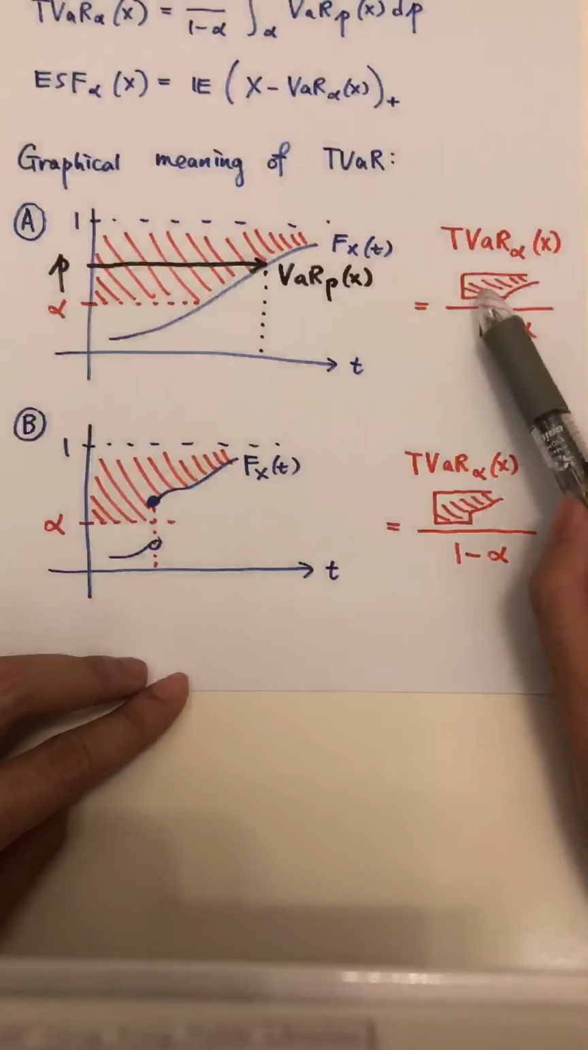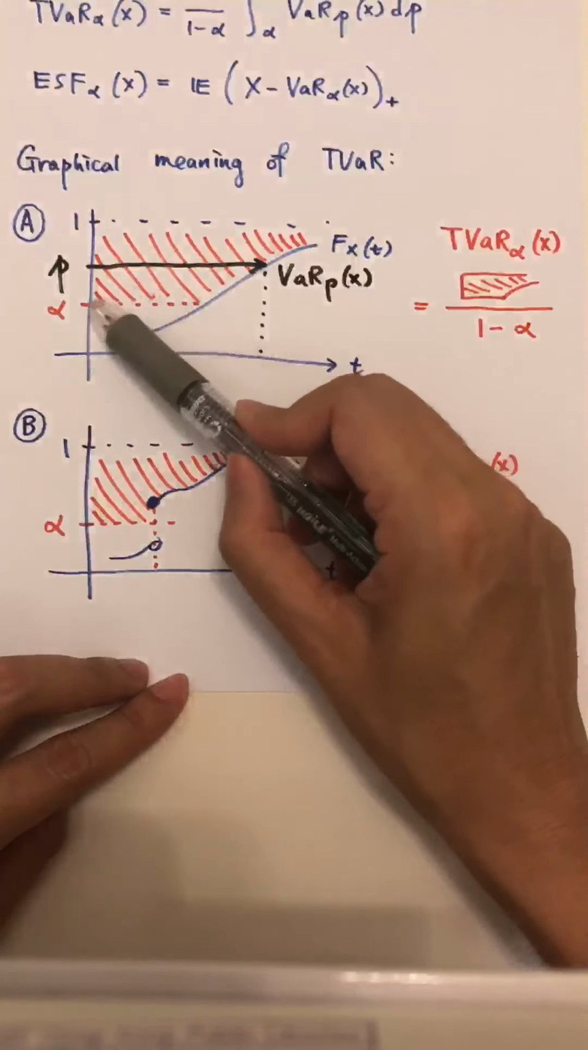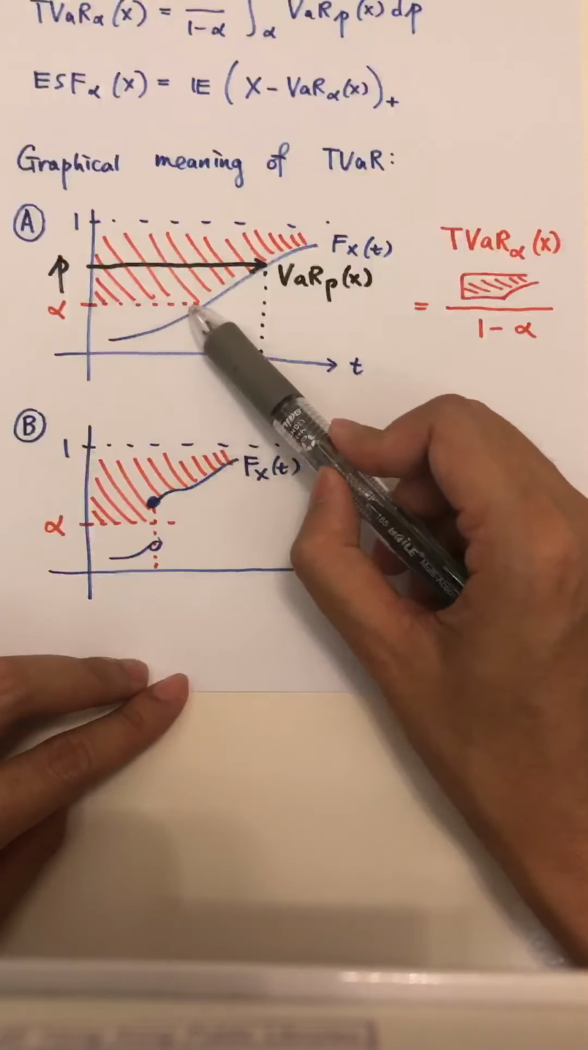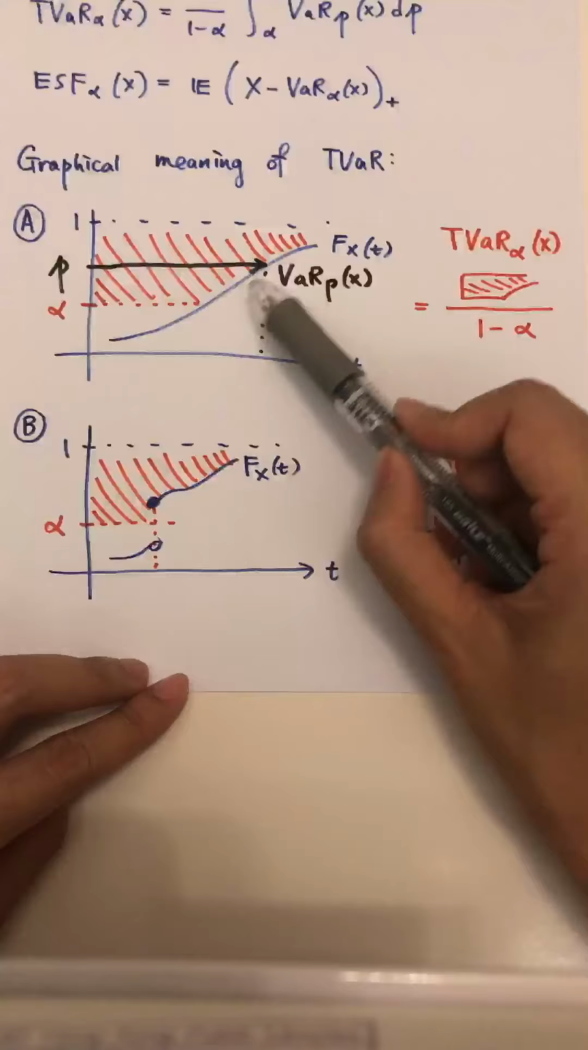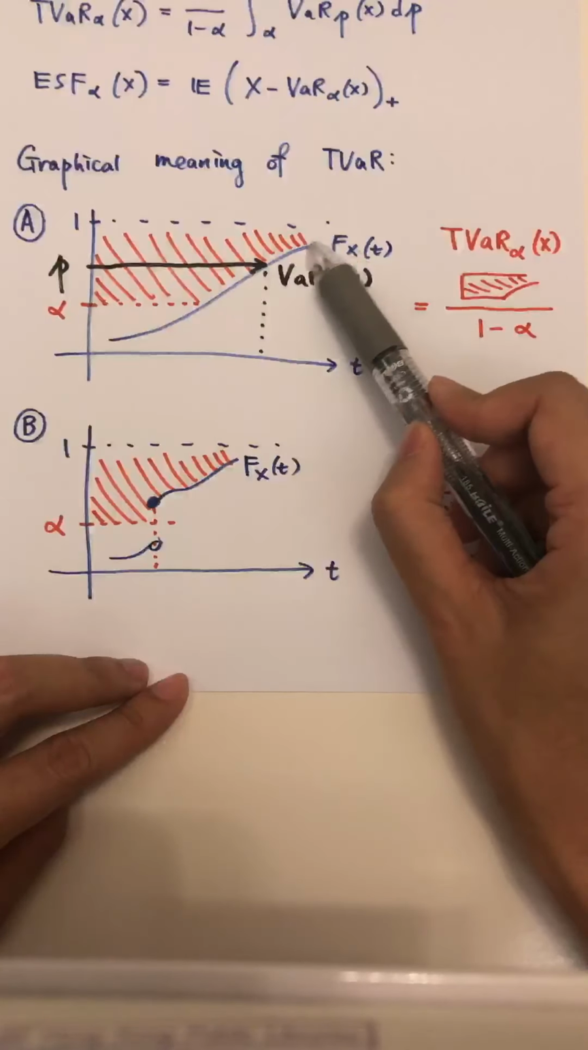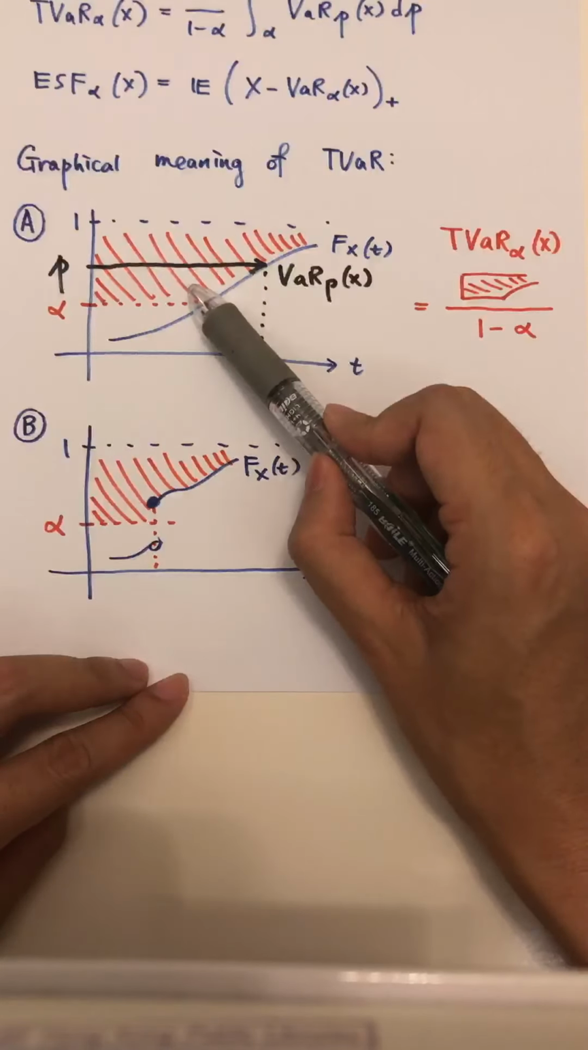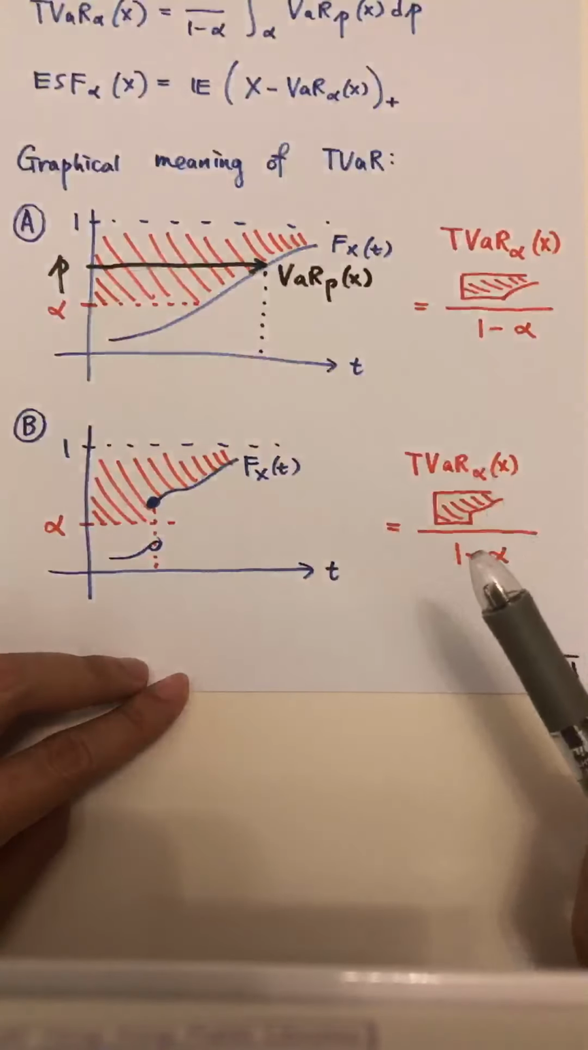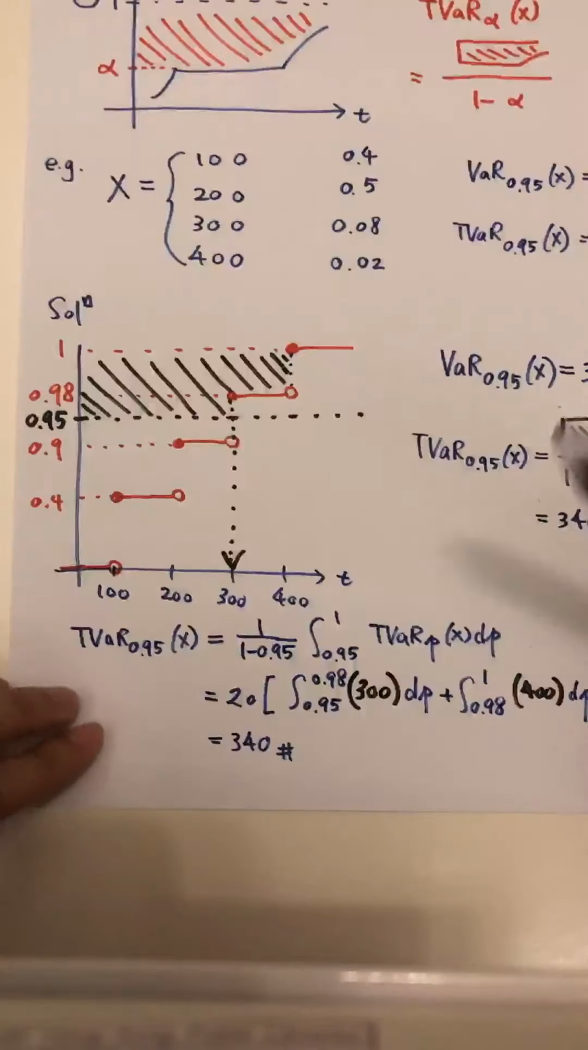The area corresponds to the region bounded below by alpha, above by 1, and on the left-hand side by the CDF. So we find the area of the region divided by 1 minus alpha, and that will be T bar. So we look at one discrete example.